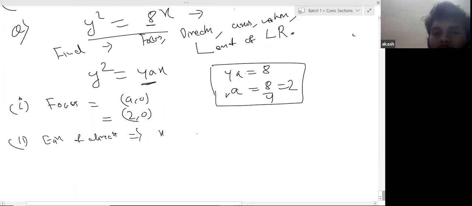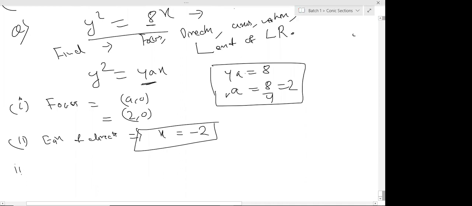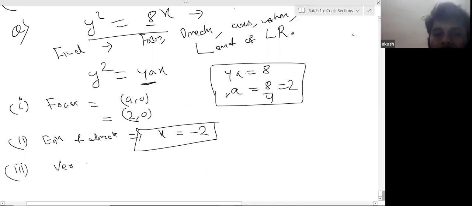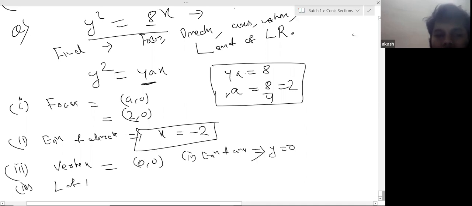X equals to minus a, that means minus 2. Right, Shavya, Ashma, Gautam? Yes, sir. Vertex is 0 comma 0. Equation of axis, y equals to 0. Length of latus rectum is 4a, that means 4 into 2, that is 8.